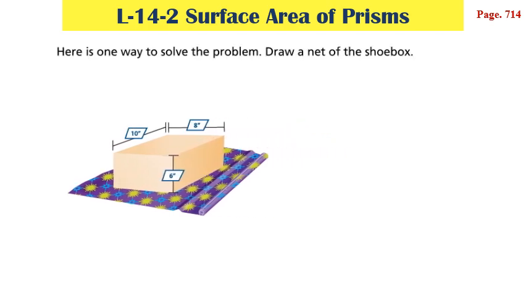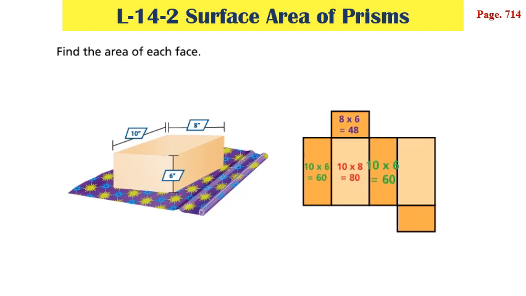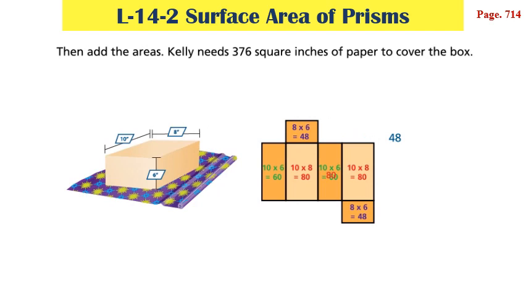Here is one way to solve the problem. Draw a net of the shoebox. Find the area of each face. Then add the areas. Kelly needs 376 square inches of paper to cover the box.